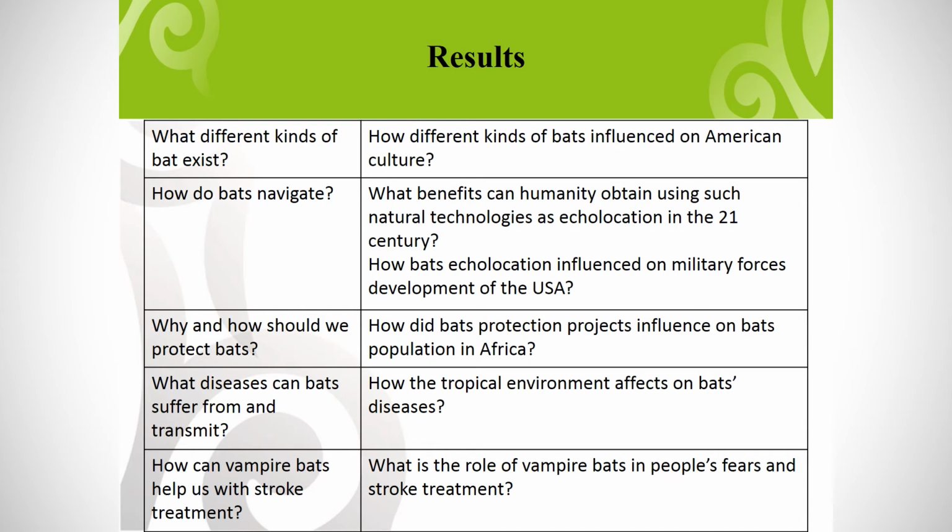Let's look at how the topics were transferred into research questions. The topic of what different kinds of bats exist went to how different kinds of bats influenced American culture. How do bats navigate? What benefits can humanity obtain using such natural technologies as echolocation in the 21st century, or how bats' echolocation influenced military forces development of the USA? Why and how should we protect bats?